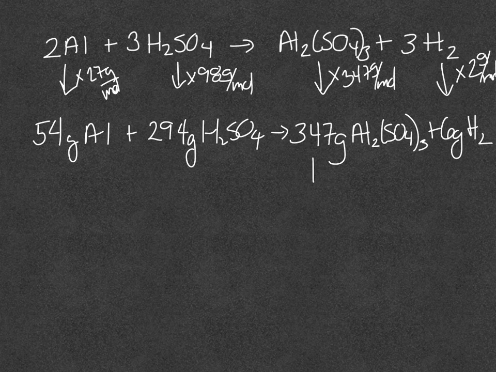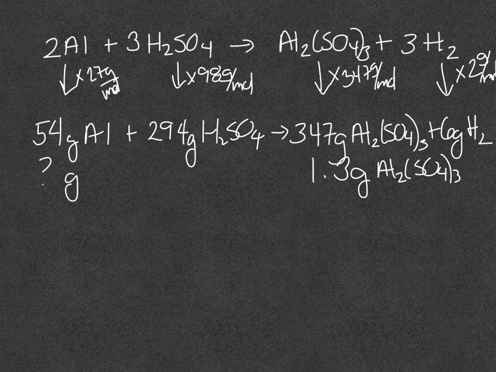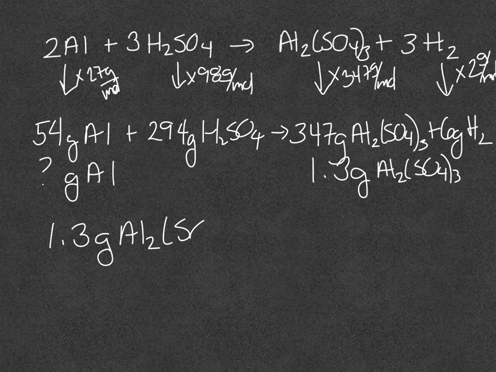The question still is saying, hey, I want to make 1.3 grams of this aluminum sulfate, and it's asking, hey, how many grams of aluminum is it going to need? So if we have converted everything into grams, watch what happens. We still start with 1.3 grams of aluminum sulfate, but now my conversion is so much easier. Take a look. I'm going to use these numbers now.